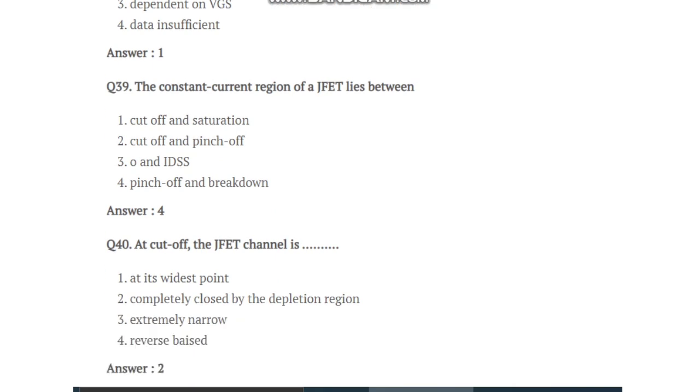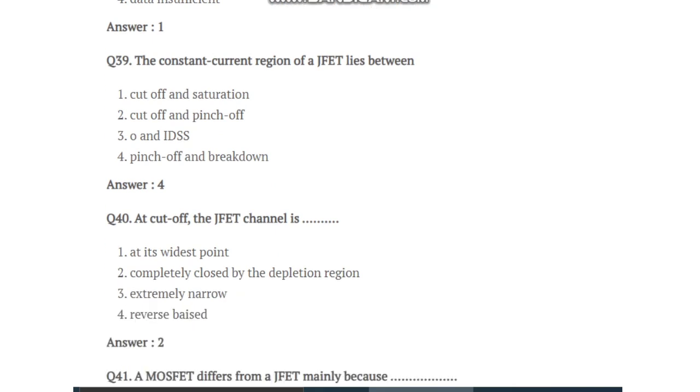Question number 39 is, the constant current region of a JFET lies between what? It lies between pinch off and breakdown. Question number 40 is, at cutoff the JFET channel is second, that means it is completely closed by the depletion region.